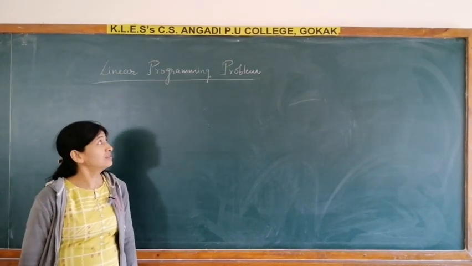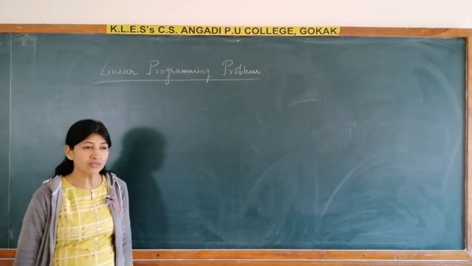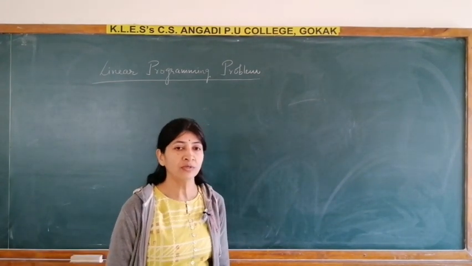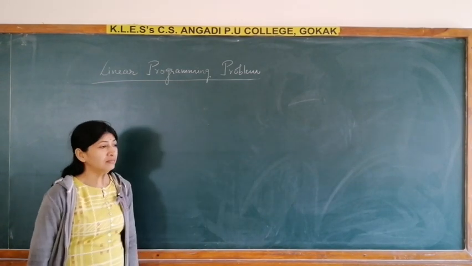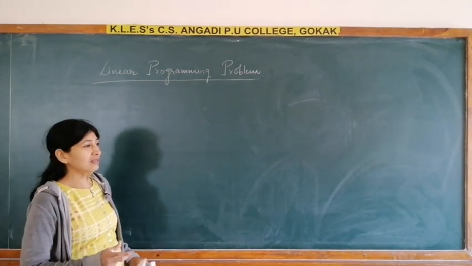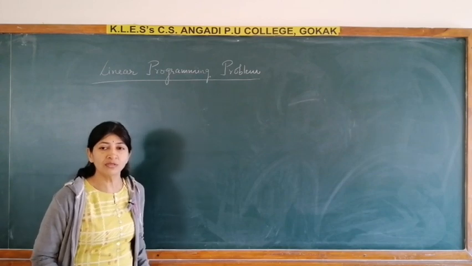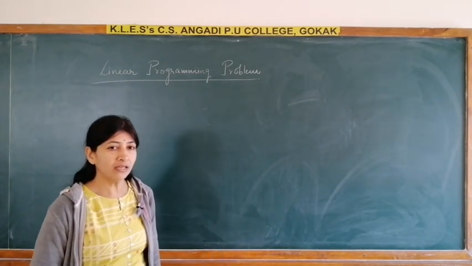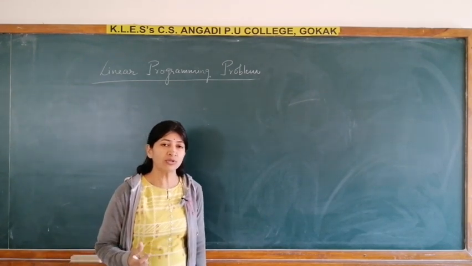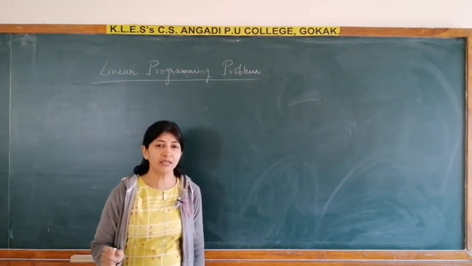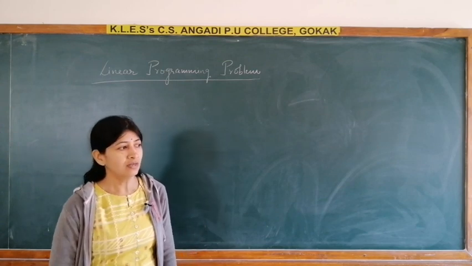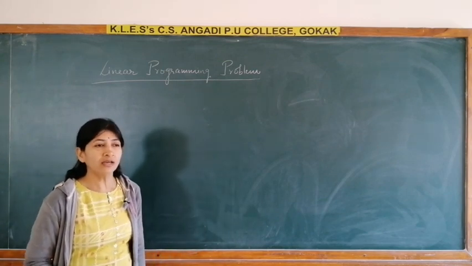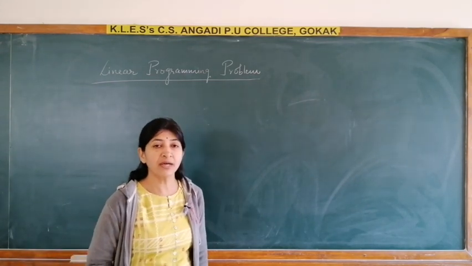Okay, dear students, today I am going to start a new chapter, that is linear programming problem. Linear programming problem is a little bit based on the chapter you learnt last year, that is linear inequalities. You know that in linear inequalities, how to draw the graph of linear inequalities in two variables x and y. So here also it is the same way, with a little bit of change. Here we have to maximize and minimize the problem.